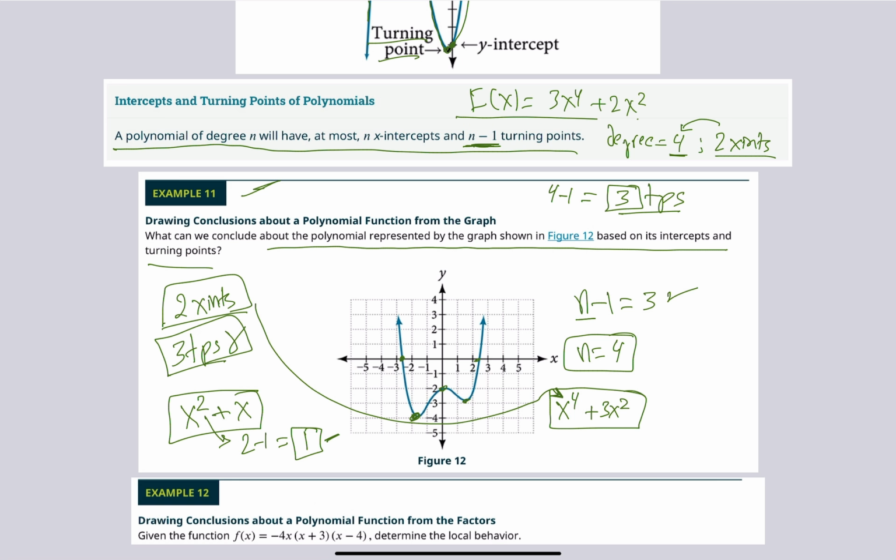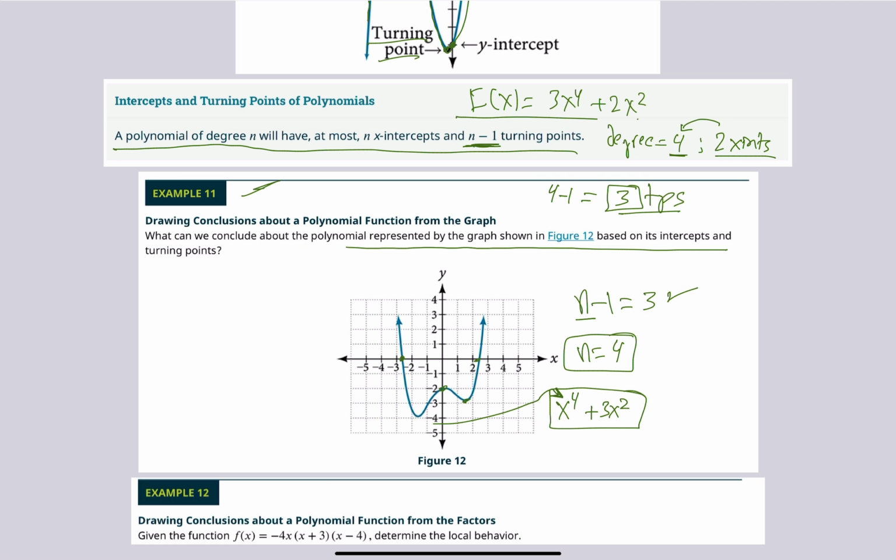So I suggest you always take the highest number, whether it's x-intercepts or turning points, and then you can determine the degree of that function. So let's say in this case, it has 2 x-intercepts and 1 turning point. Since the number of x-intercepts is greater than the number of turning points, I'm looking at the x-intercepts, okay? So that is pretty much it for example number 11.